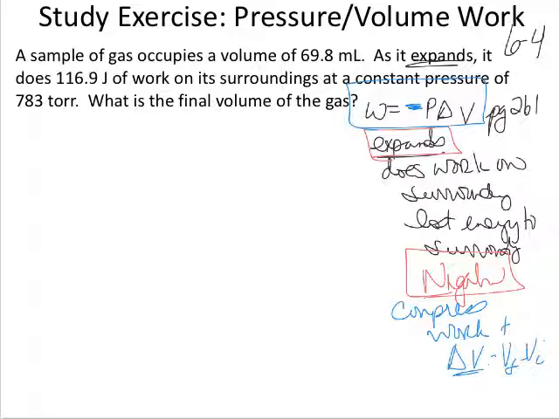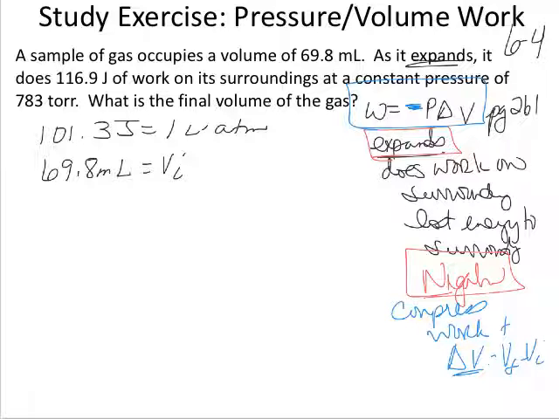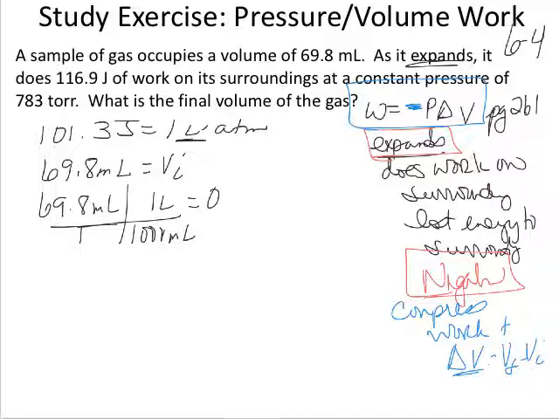We see that we're going to need the conversion factor 101.3 joules equals 1 liter times atmosphere. And we are given 69.8 milliliters is the V initial. We're going to want to convert this to liters, so we do 69.8 milliliters, and there's 1,000 milliliters in 1 liter, which works out to be 0.0698 liters, and this is the V initial.